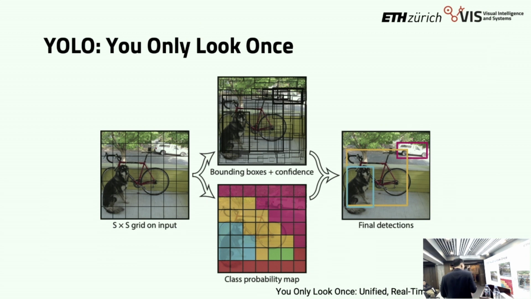Basically, we say that for each pixel, whether it contains an object or whether it's the center of the object. And based on that, if it's the center of the object, what is the size of the object? So those are the two things we predict here.